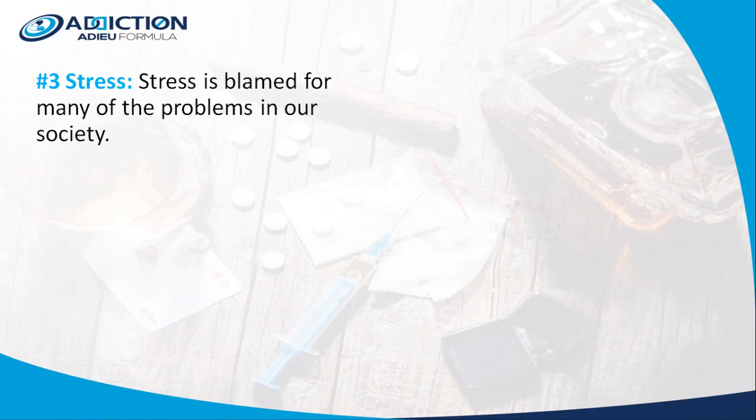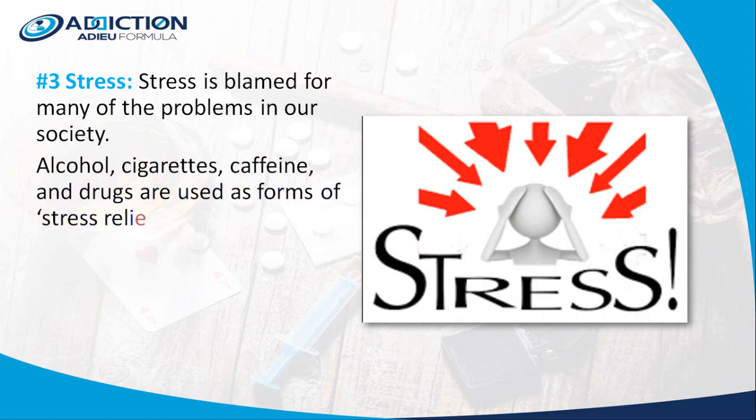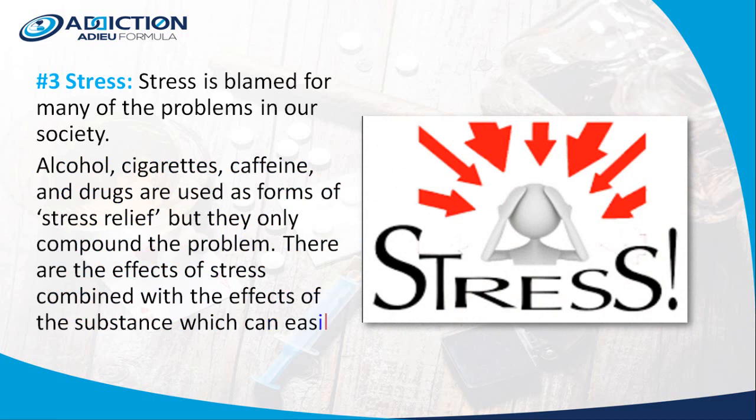Number 3. Stress. Stress is blamed for many of the problems in our society. Alcohol, cigarettes, caffeine, and drugs are used as a form of stress relief, but they only compound the problem. There are the effects of stress combined with the effects of the substance, which can easily spiral out of control.